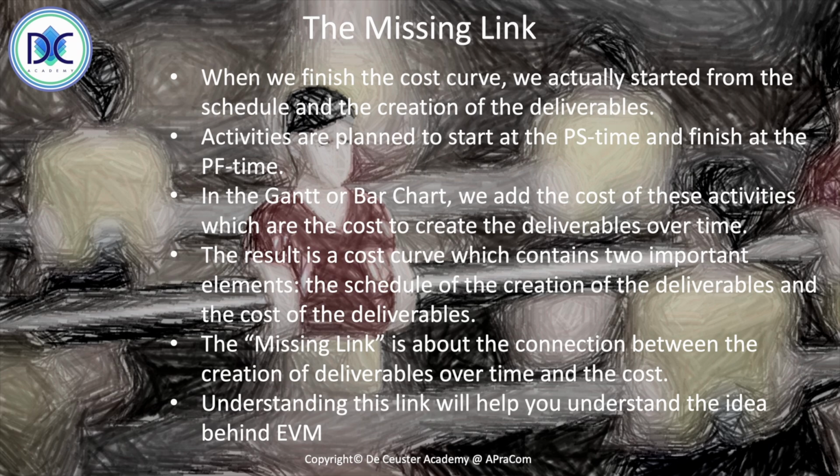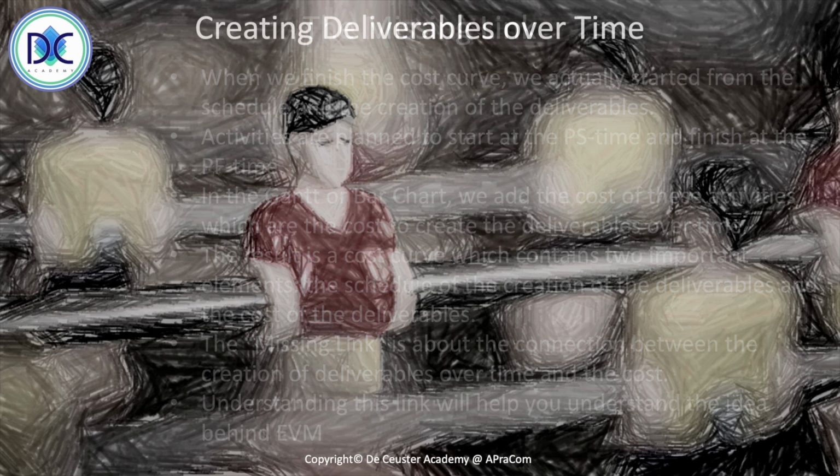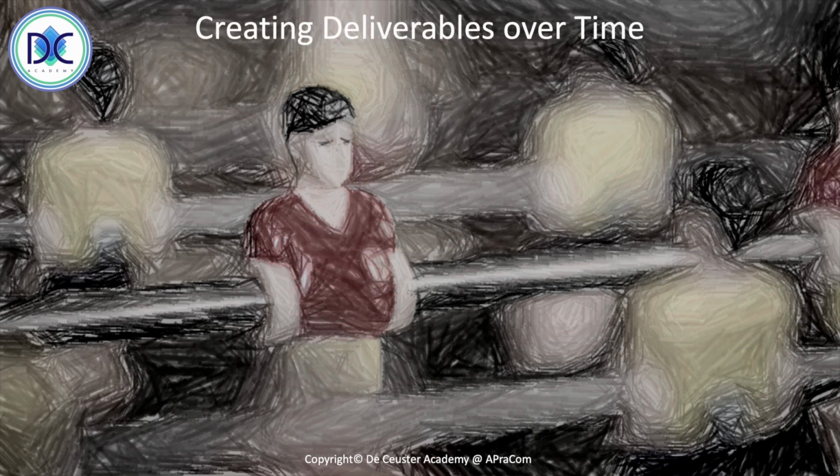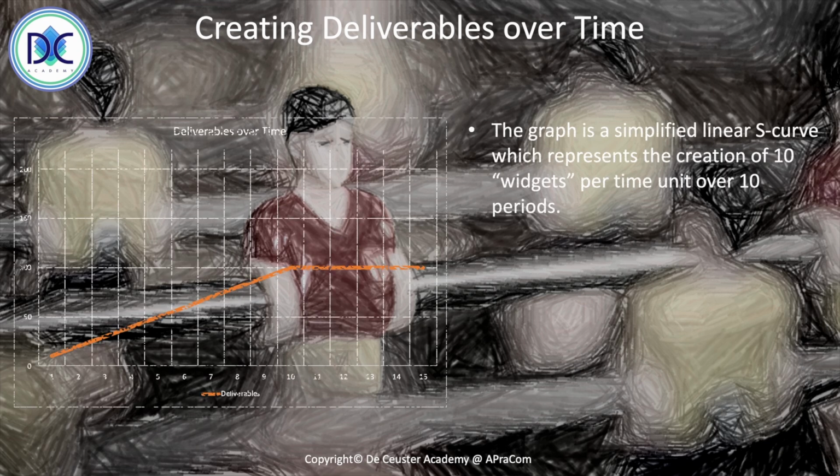When we look first at the creation of the deliverables over time, we have a simple graph here. It's a simplified S-curve. It doesn't have the S form. It's a straight line. In this project, we're creating 10 widgets per time over 10 periods. So we are creating in total 100 widgets. That's the schedule information that we have.